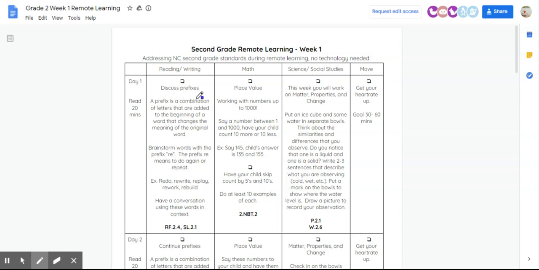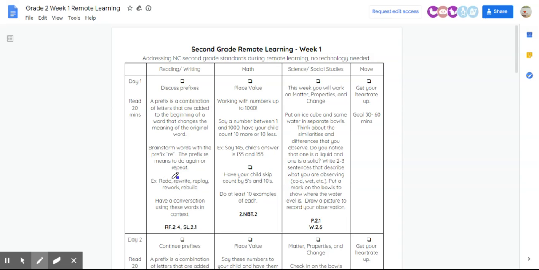A prefix is a combination of letters that are added to the beginning of a word that changes the meaning of the original word. So they want you to brainstorm words with the prefix re. The prefix re means to do again or repeat. So their examples are redo, rewrite, replay, rework, rebuild.